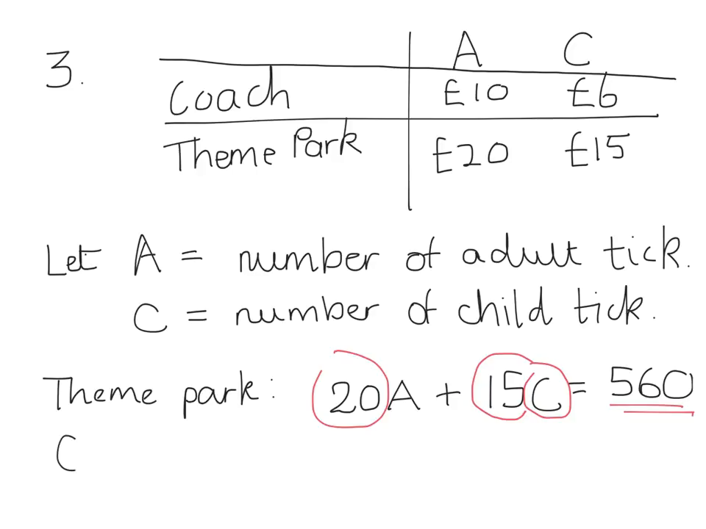So your next step is to then find a similar equation but for the coach tickets. Once you've done that, part B asks you to find how many adult and how many child tickets were sold. So you can then solve the equations simultaneously as we've been doing in class.